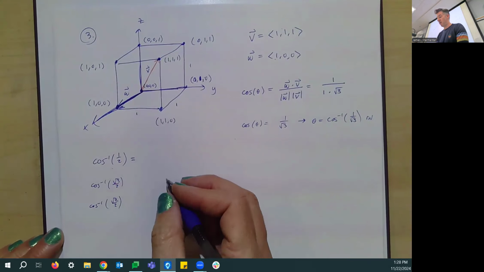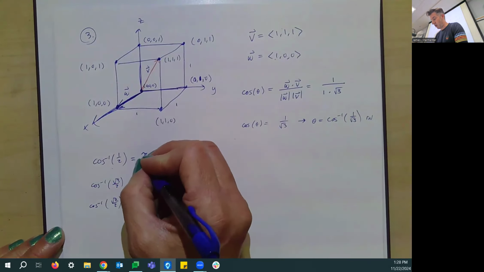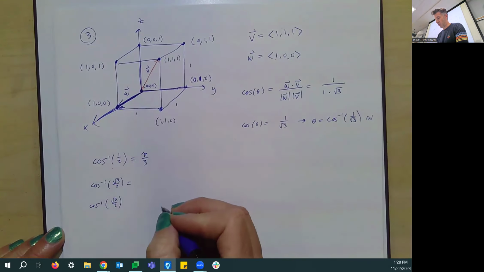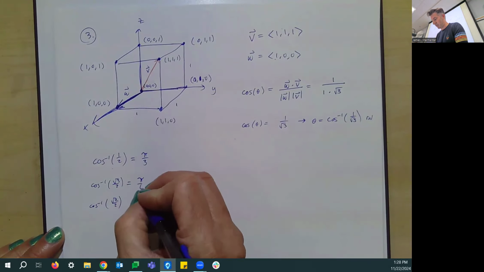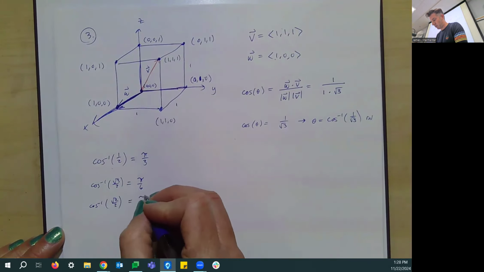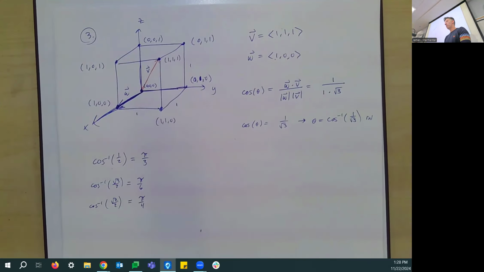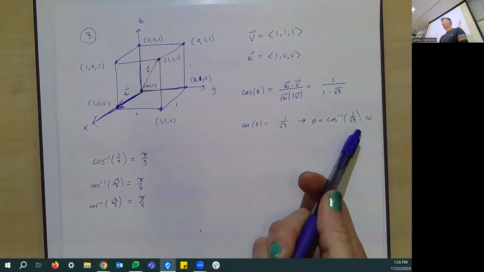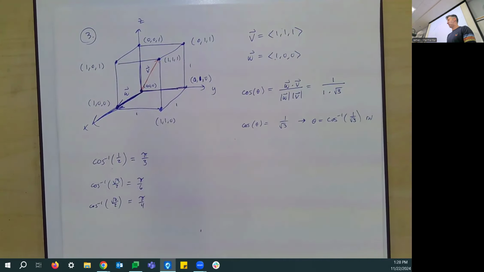Inverse cosine of 1/2 is pi over 3. Inverse cosine of root 3 over 2 is pi over 6. And inverse cosine of root 2 over 2 is pi over 4. So yes, if it's a known angle and value pair, then you have to be able to just know what the angle is and write it in either radians or degrees as specified. But here, I can't do anything until I've plugged it into a calculator and gotten the value.